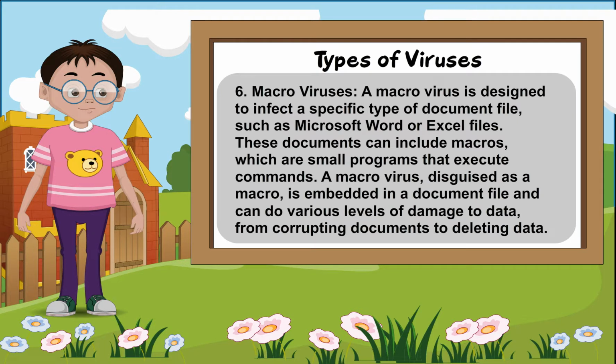6. Macrovirus. A macrovirus is designed to infect a specific type of document file, such as Microsoft Word or Excel files. These documents can include macros, which are small programs that execute commands. A macrovirus, disguised as a macro, is embedded in a document file and can do various levels of damage to data, from corrupting documents to deleting data.